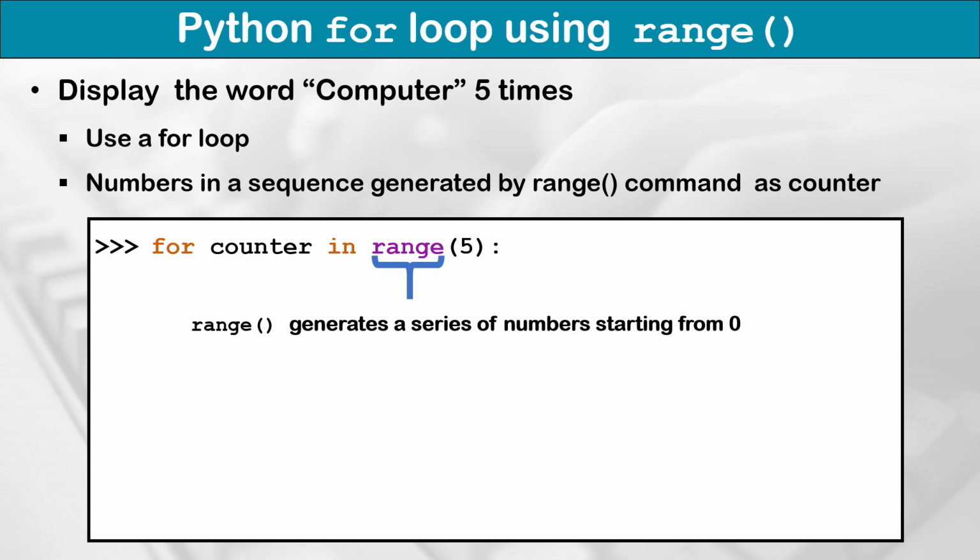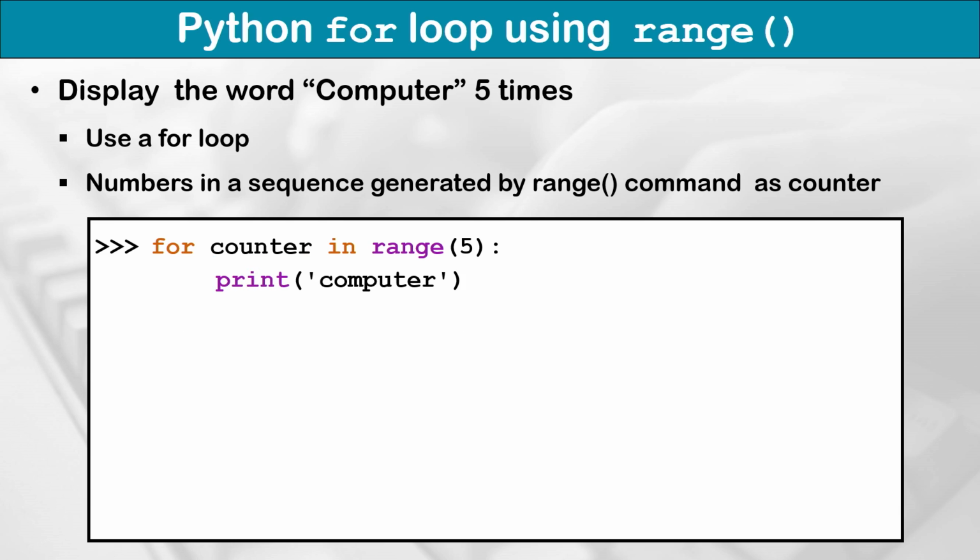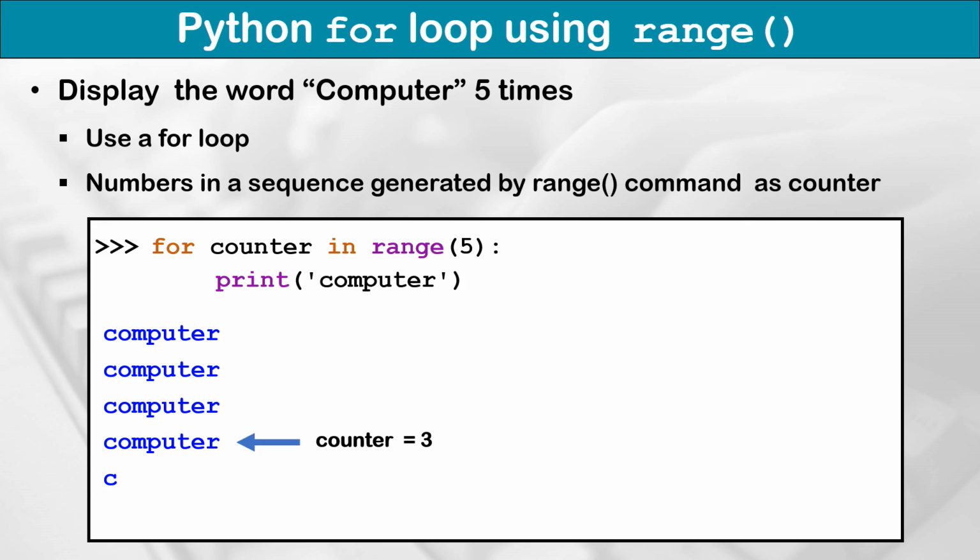Range will generate a series of numbers starting from 0. It will generate 5 numbers: 0, 1, 2, 3 and 4. Variable counter takes values generated by range 5 one at a time. Print computer will be printed 5 times: when counter is 0, when counter is 1, counter is 2, when counter is 3, and finally when counter is 4.